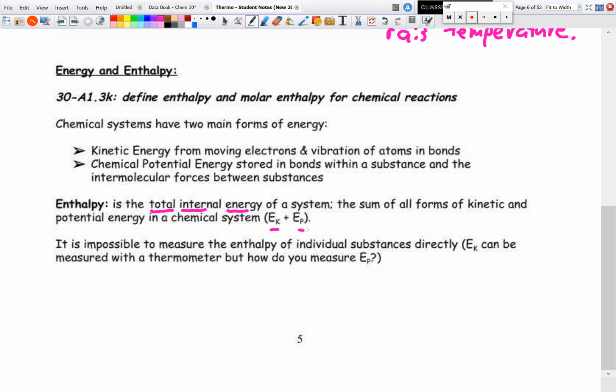as enthalpy. Now, sadly, it is impossible to measure enthalpy of individual substances because we can't really calculate the kinetic energy of molecules. You can with a thermometer, I'm sure, but that's just kind of the average. But the thing is, how do we actually stick a probe and measure the energy inside chemical bonds? Which we can't. There's just no way for it. So we need to find a different way to calculate that.